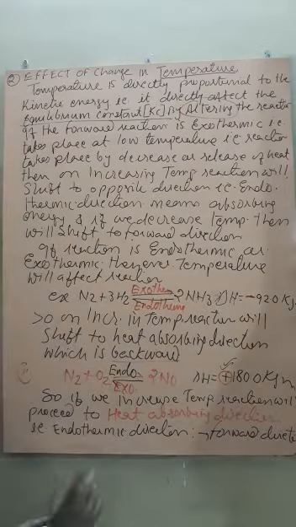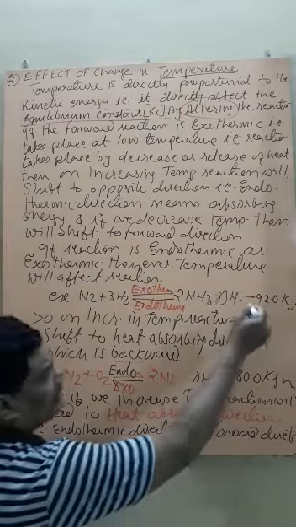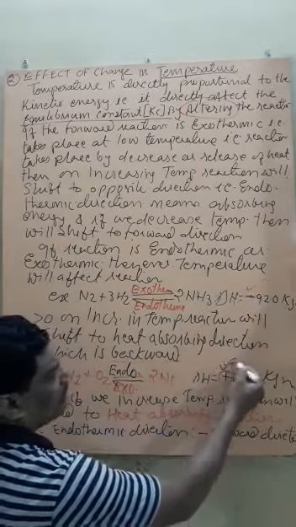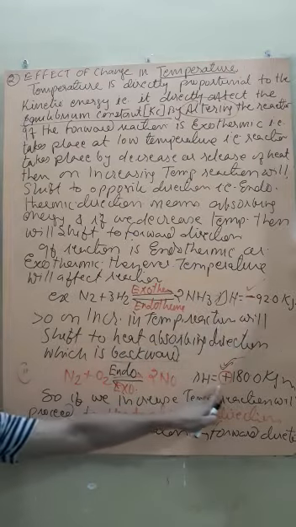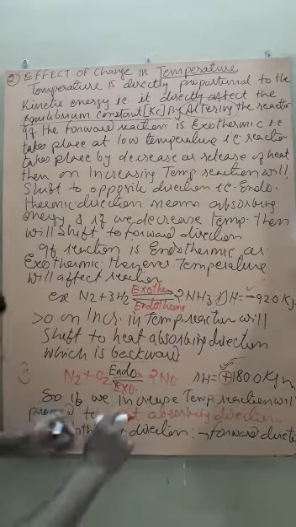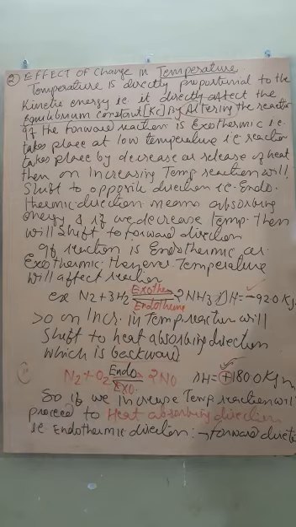Now how do we find endo and exo again? By getting the sign of what? Enthalpy change. If it is negative, so exo; if it is positive, so endo. And its opposite reaction will have the opposite sign.